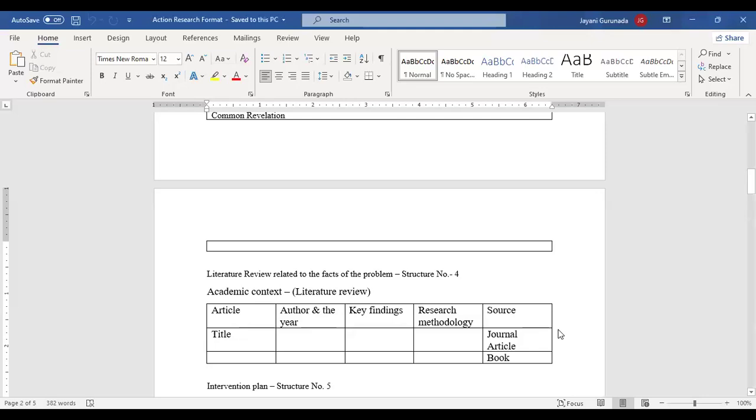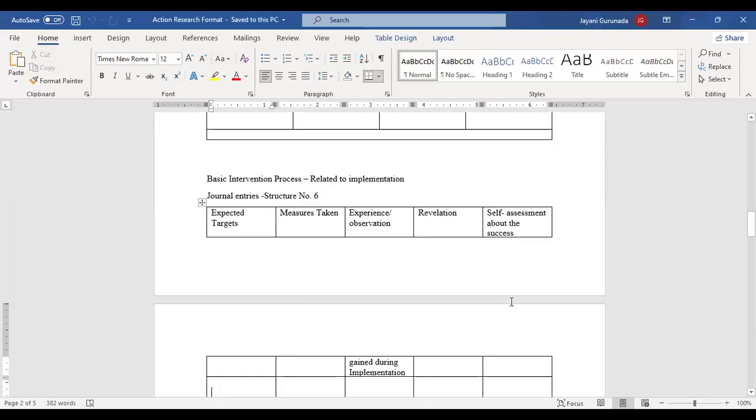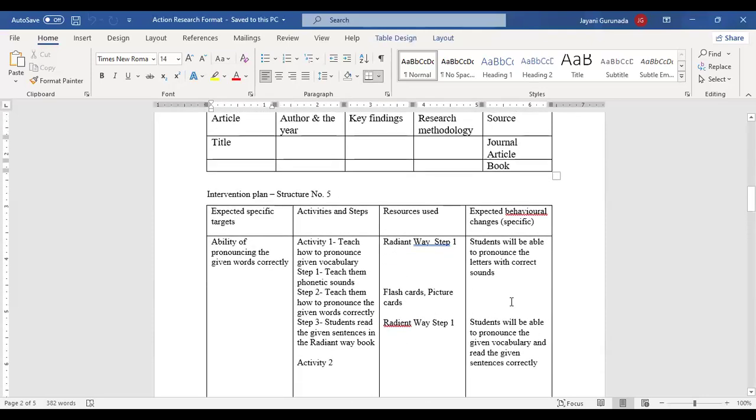Right? Okay. Now we'll go to the next one. Now, when you come tomorrow, we will discuss according to your title. You have to write the expected specific target. Now look at this one. Can you see the screen?